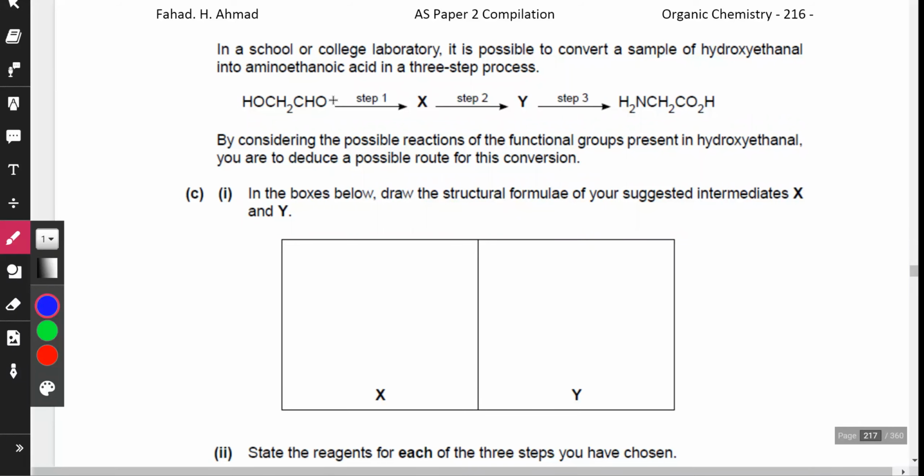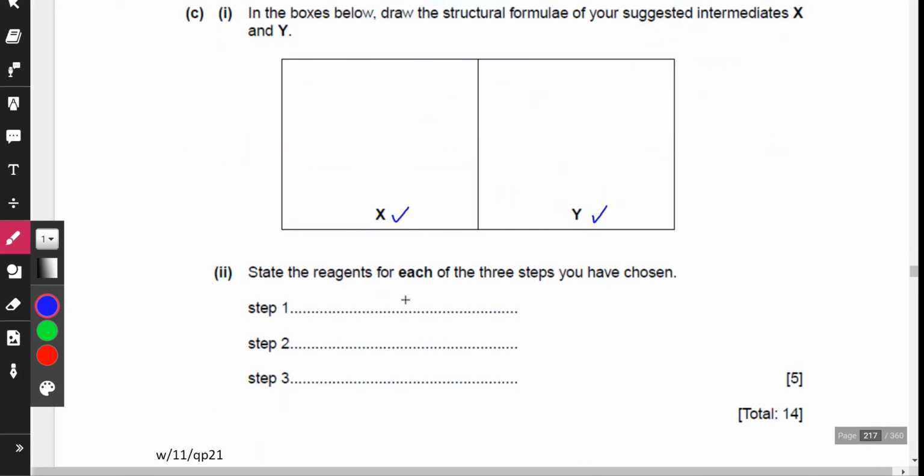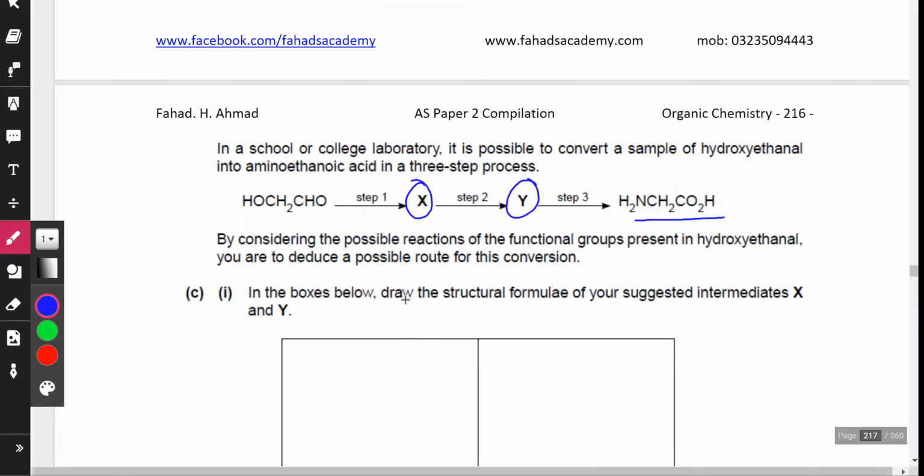Now if this is your hydroxy ethanol and you have to convert it into this thing, how would you convert this into this thing? He's asking you to figure out what X and Y are. Well, figure out the middle parts. Not only that, I think he's going to ask for the conditions for steps 1, 2 and 3. Exactly, he's asking for the conditions as well.